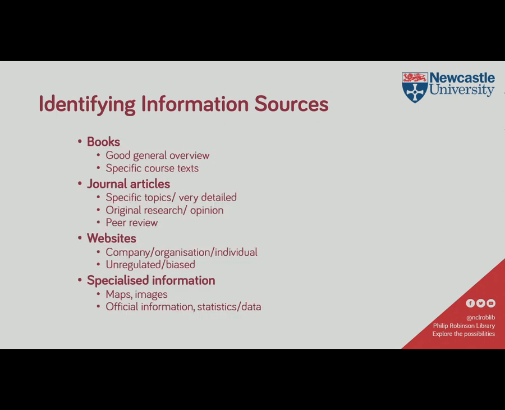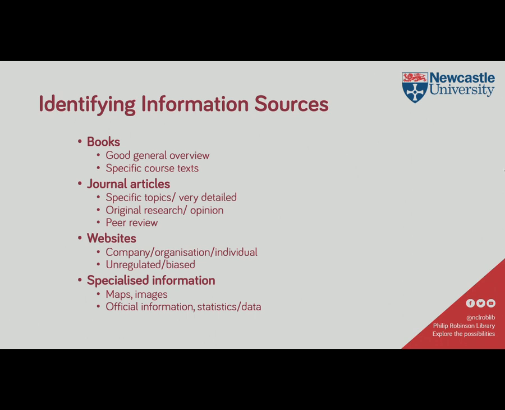So some examples up there. What are books good for? Well, they're good for a general overview, and obviously you get lots of core textbooks in book format. Journal articles are often very specific. They have original research in them, and some of them are what we call peer-reviewed. Not all of them, but some, which means they've been reviewed by other experts in the field and verified, almost like giving them a stamp of authority to say these are trustworthy.